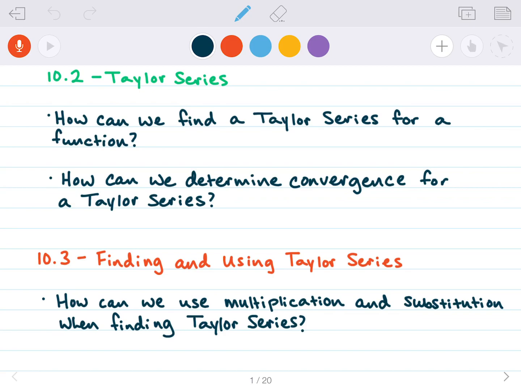Hey guys, this week we're going to talk about Chapter 10, Section 2 and Chapter 10, Section 3, Taylor series and finding and using Taylor series.